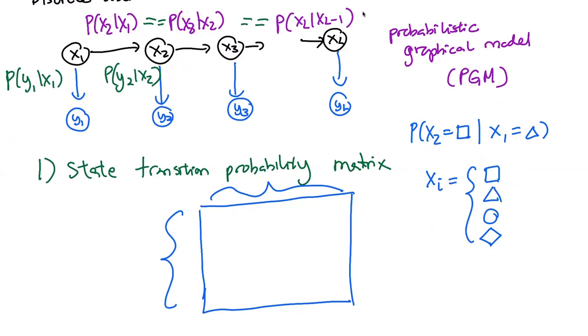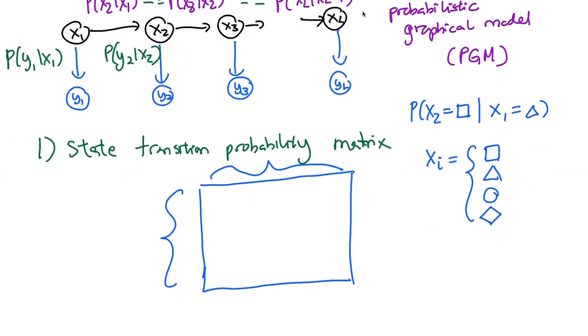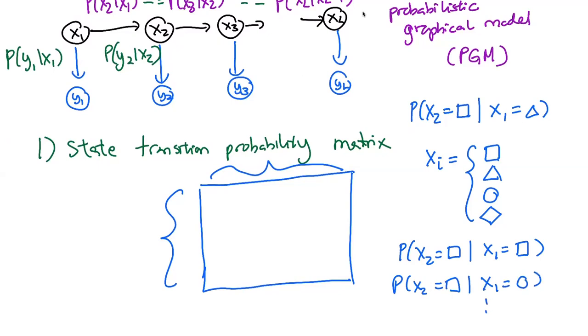So that means what I have to specify is what's the probability that x2 is a square given x1 is a triangle? What's the probability that x2 is a square given x1 is a square? Probability of x2 is a square given x1 is a circle, right? So all of these probabilities I have to specify. So that's why it's a matrix, and the dimensionality of the matrix depends on how many possible values my state can take. So by convention, we'll say that the dimensionality of the state is capital N. So this thing is an N by N matrix.